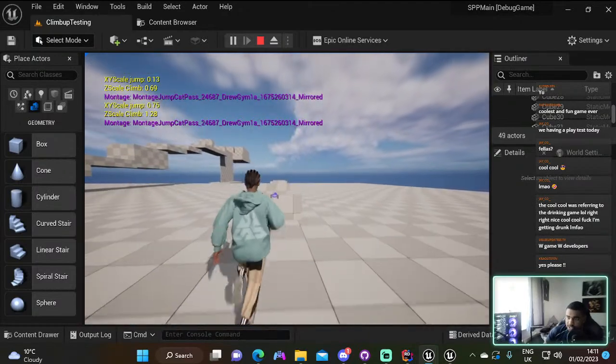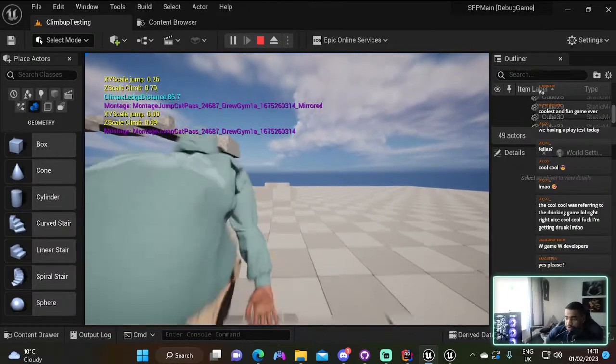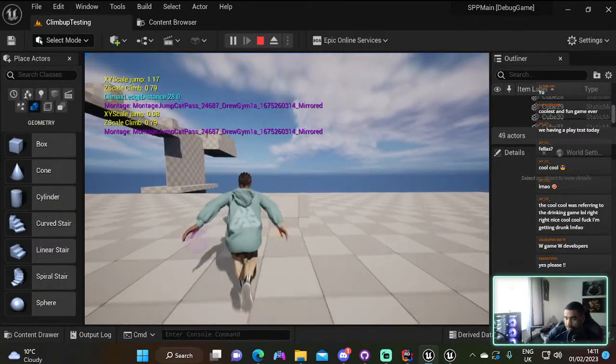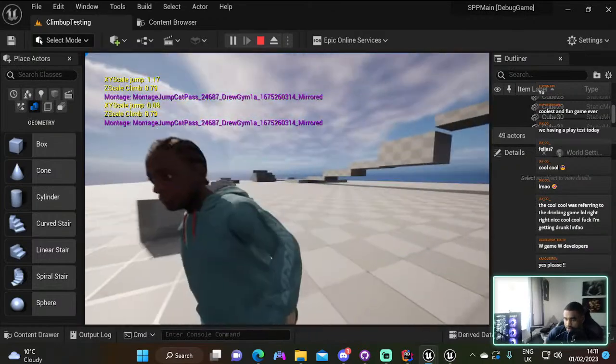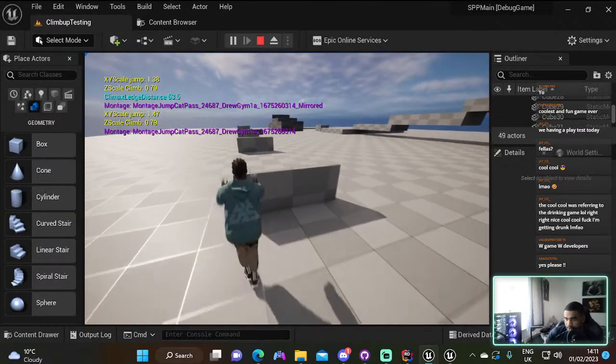Okay, yeah, it's got an XY scale of like 0.13, and this one has one of 0. So yeah, that's very wrong. The motion is going to be completely... Oh, shit, right? Okay, so something like that.